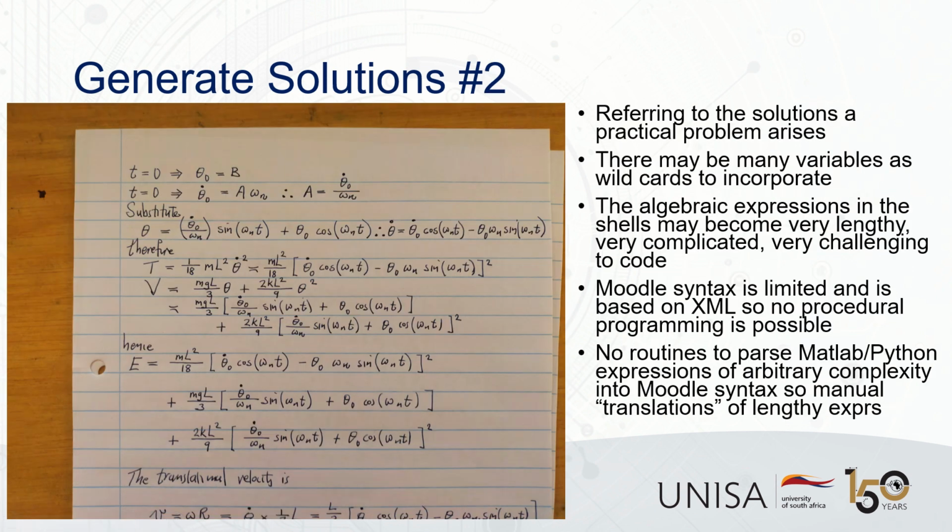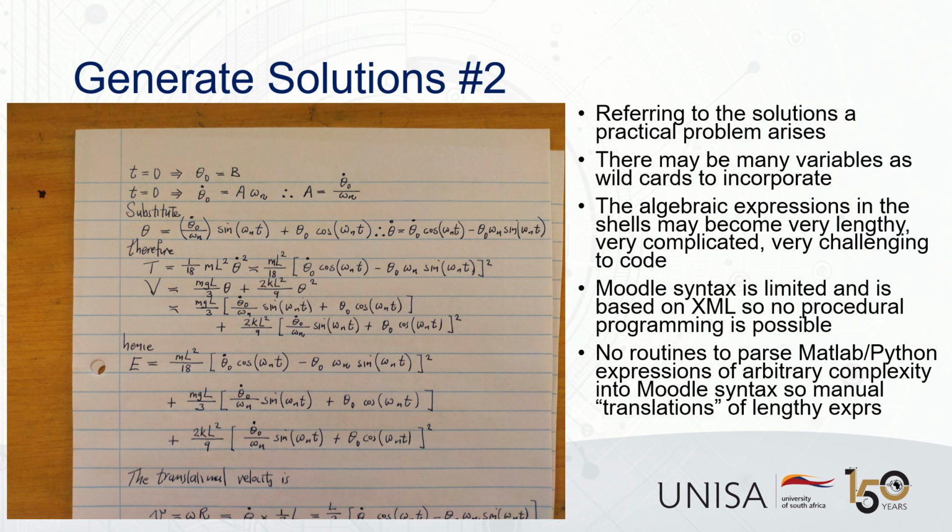So, referring to the methodology, a practical problem arises that in this problem there may be very many random variables, m, l, t to 0 dot, omega n, t. In this problem there are about 7 variables. The problem is that in general these expressions will become very long and very unwieldy, and it would be very difficult to type answers in the Moodle assessment shell.